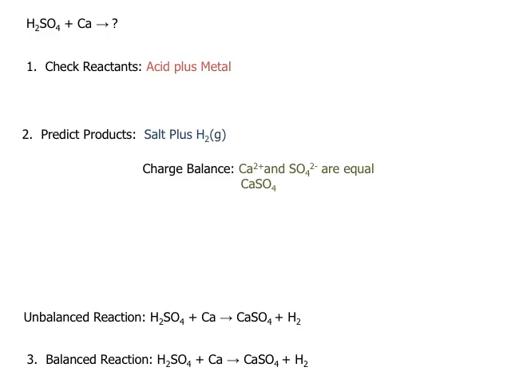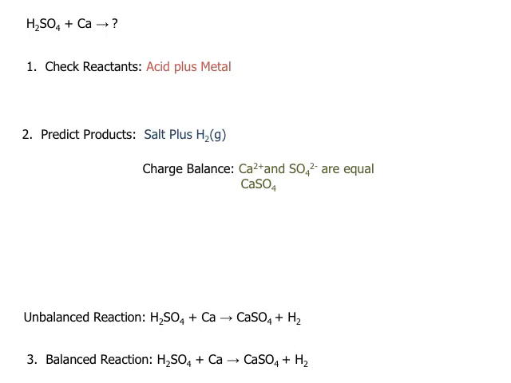Okay, this one takes the form of a single displacement reaction because there's my acid, hydrogen added to a polyatomic ion, and we have just a plain Jane metal. So not a base here because we're lacking hydroxide. So without a hydroxide, we're just going to have our salt plus the hydrogen gas which comes from our acid. So that tells us our salt must be calcium sulfate.